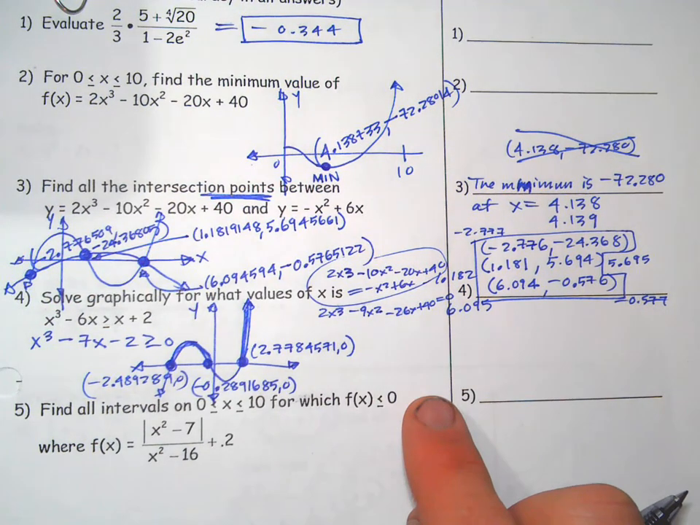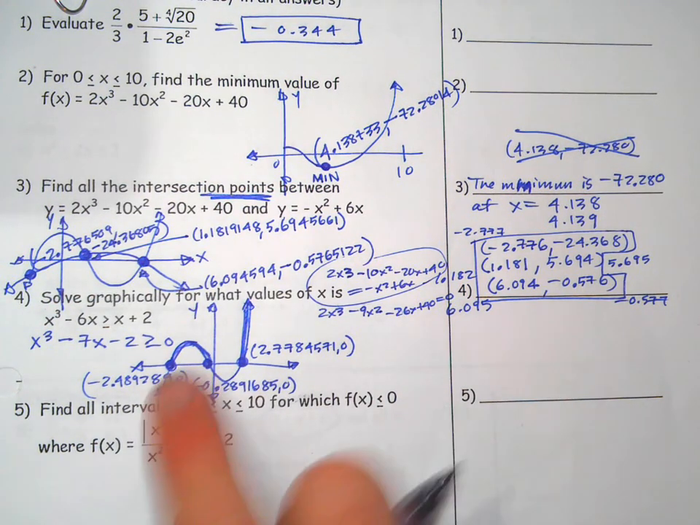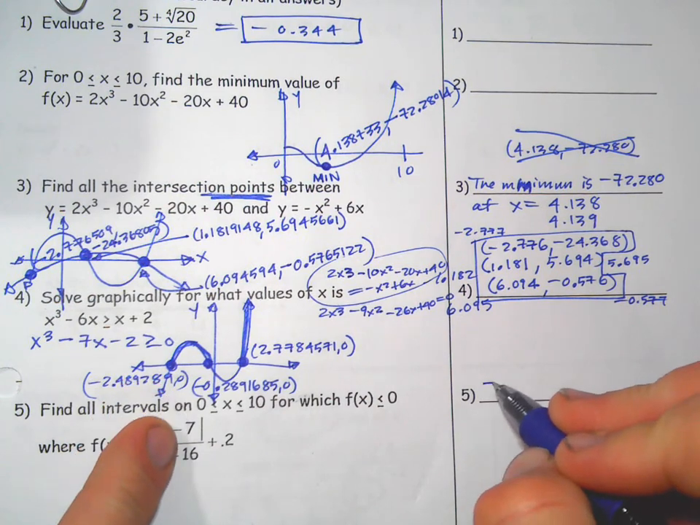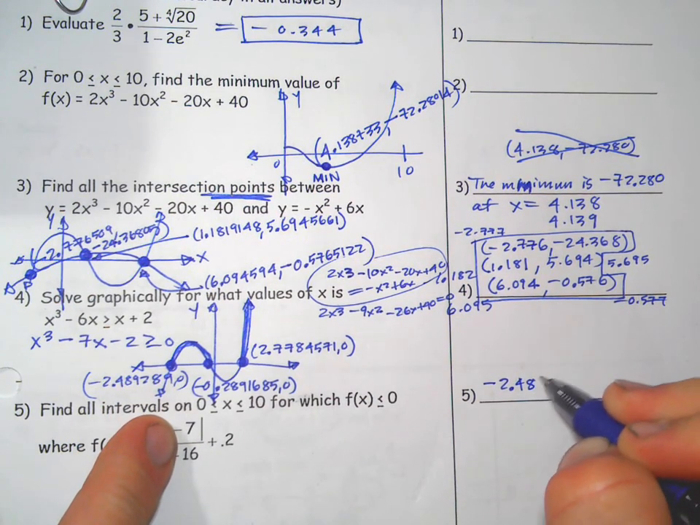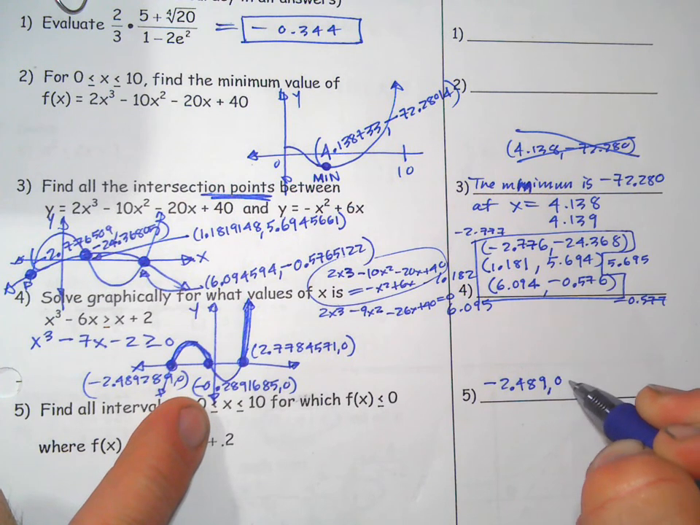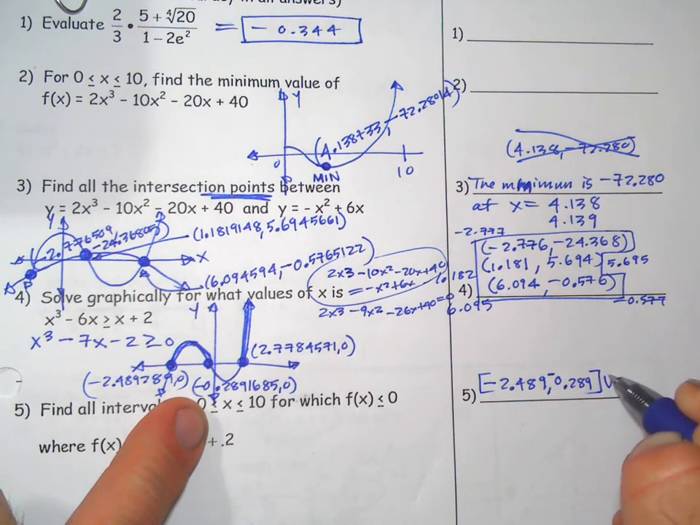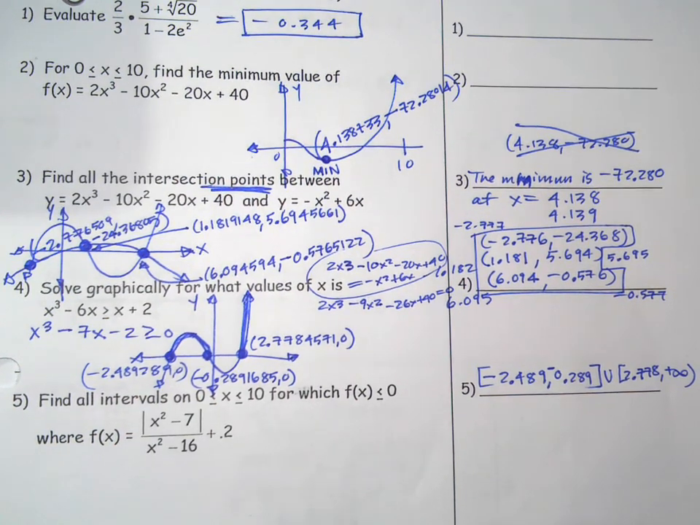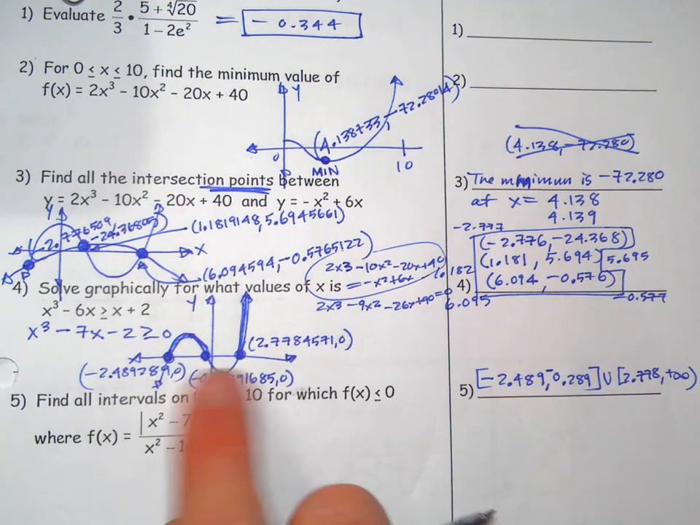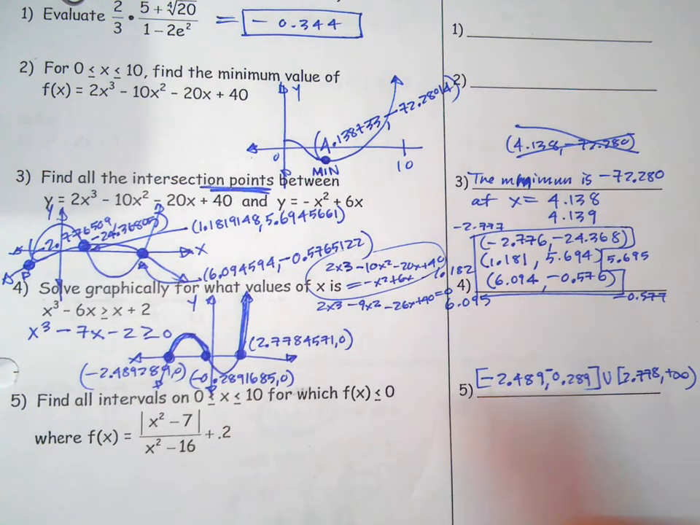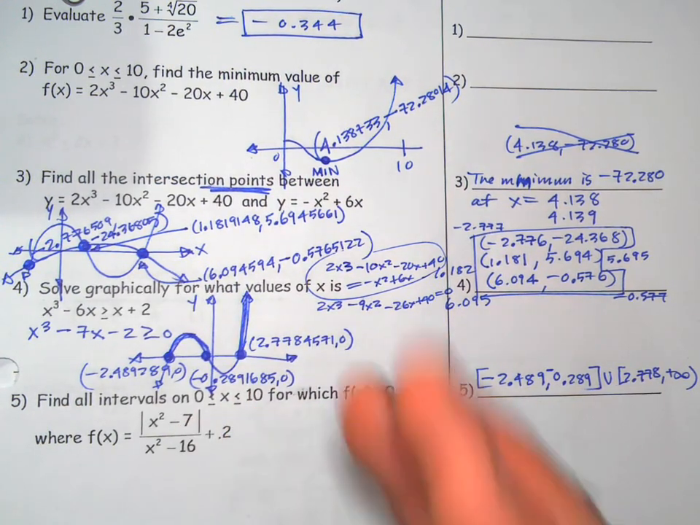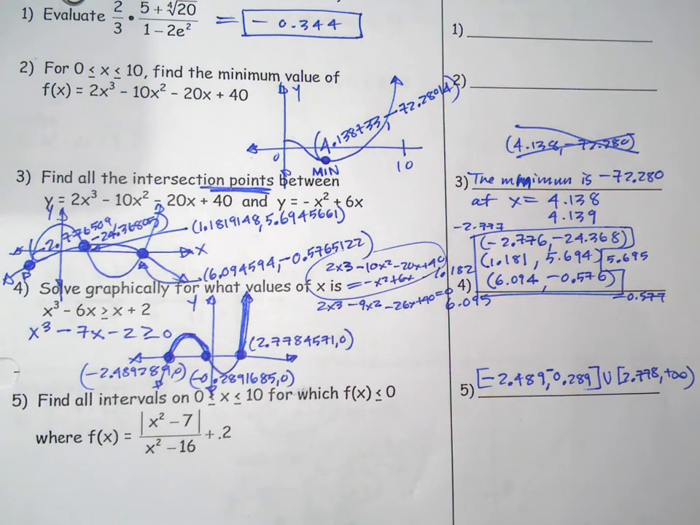Now the answer is in interval notation. So we've got to say negative 2.489, comma, negative 0.289, in brackets, union, bracket, 2.778, comma, positive infinity. Brackets on the numbers because it's or equal to, they're solid dots, and it keeps going forever to the right. Now, if there was some restriction, like this next one, 0 to 10, then you'd have to break it up and stop at 10, but there wasn't this time.